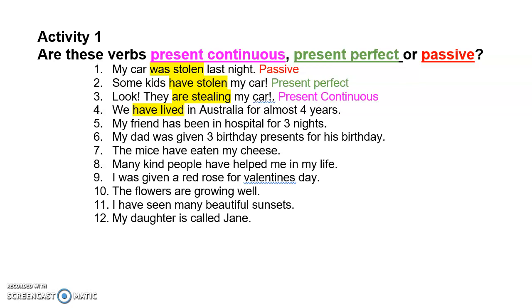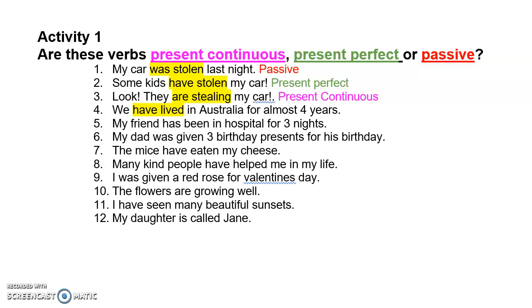Number 8, many kind people have helped me in my life. Okay, again, find the verb, have helped. First verb is to have, second verb is past participle. So this is also a present perfect.